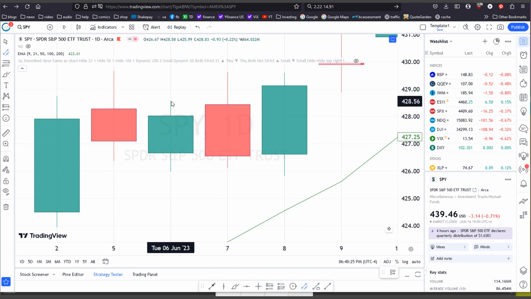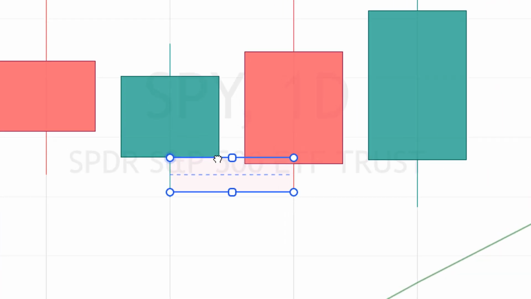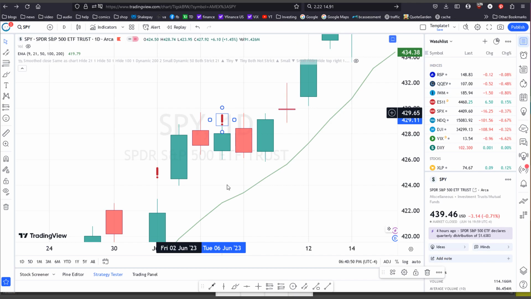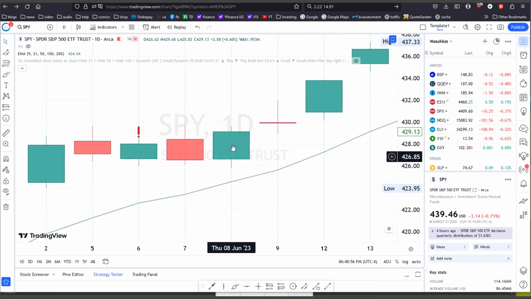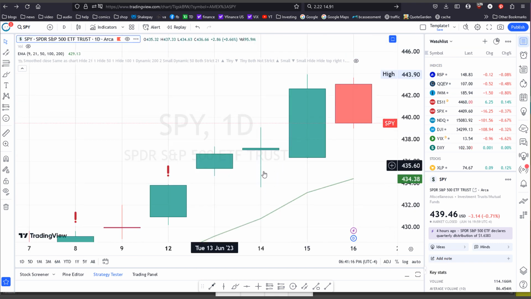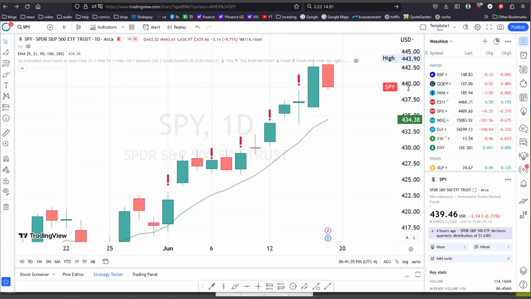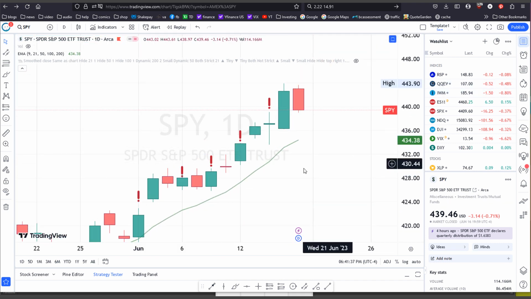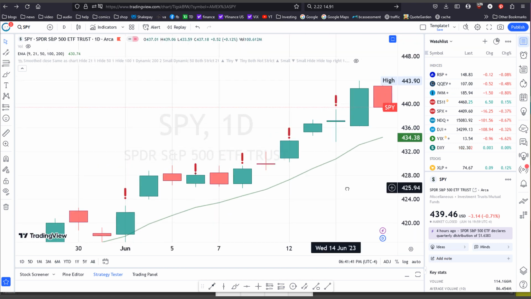Let's see, I think it also meets the criteria. The bottom wick is a little bit longer. So that's another day. And then this one as well, the bottom wick is longer than the top wick. This one also on June the 12th. And then finally, this doji on the 14th. Just a few days ago. Okay, so just in this month alone, there was 1, 2, 3, 4, 5 instances where the criteria was met.